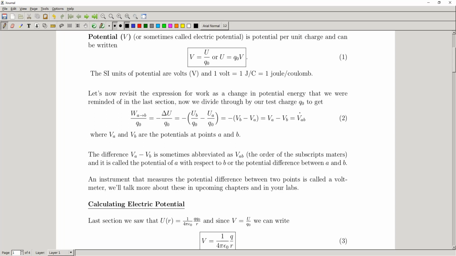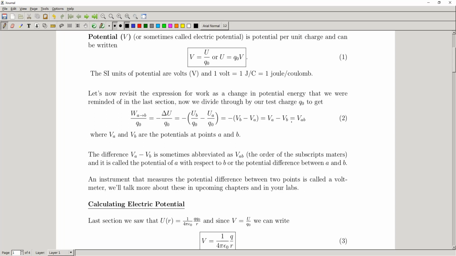So basically what we have here is VA and VB. These are our potentials at points A and B, where our potential is this new quantity that we've defined up here. Okay, and the difference, VA minus VB, is sometimes abbreviated as we see here, and the subscripts really do matter. You really want to make sure that you have VA minus VB. So VAB is VA minus VB, where VBA would be the opposite, right? So be careful with the subscripts. This is called the potential of A with respect to B, or more commonly, the potential difference between A and B.